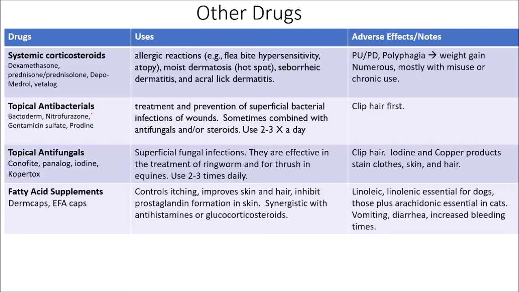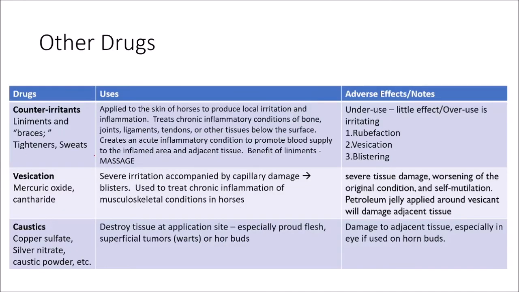Some other drugs we might use on the skin. Counter irritants are liniments and braces. These are tighteners, or they're also called sweats. These are applied to the skin of horses to produce local irritation and inflammation. This treats chronic inflammatory conditions of bone, joints, ligaments, and tendons or other tissues below the surface, because it creates an acute inflammatory condition to promote blood supply to the inflamed area and adjacent tissue.